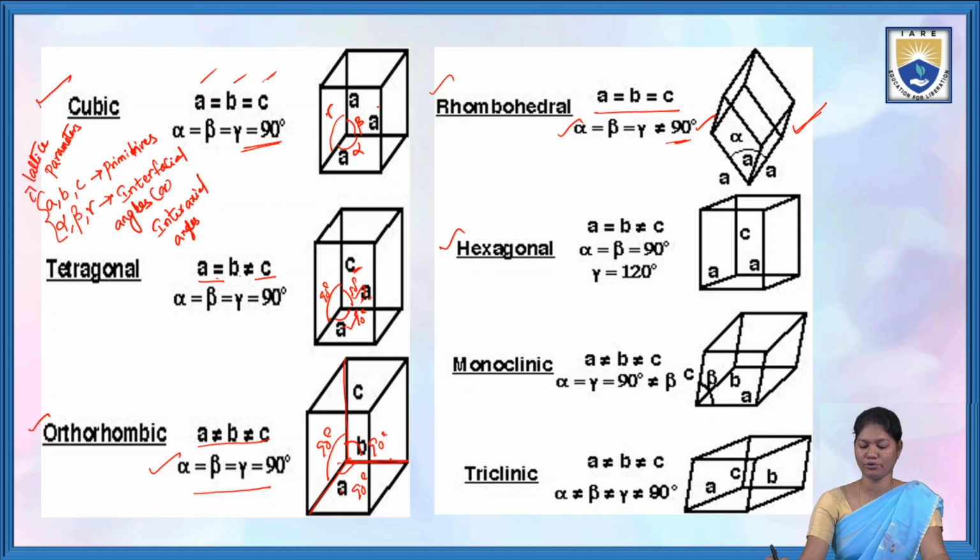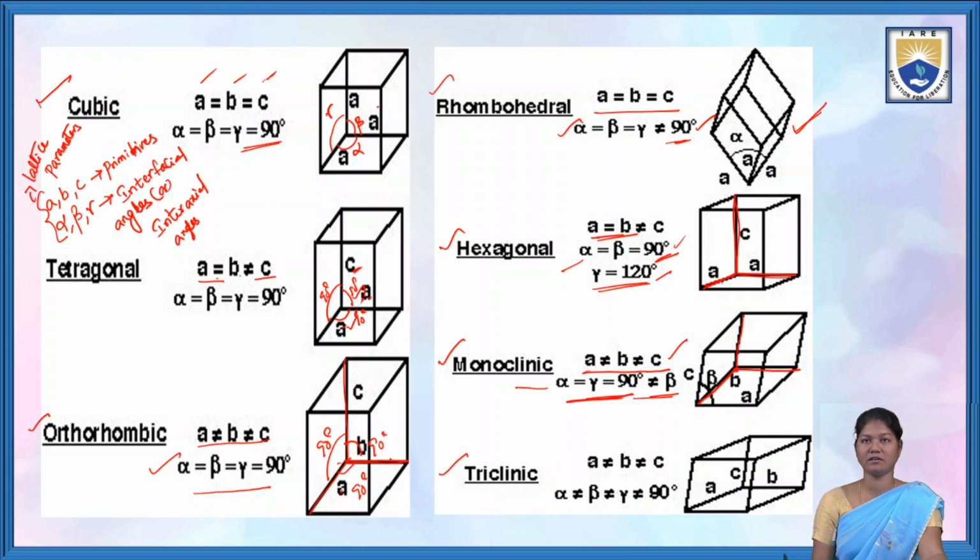Next, hexagonal. In this hexagonal, A and B are the same, but not equal to the length of C. The interfacial angles alpha and beta are 90 degrees and gamma is equal to 120 degrees. Next, monoclinic. In this monoclinic, all the dimensions are different. A is not equal to B, B is not equal to C. Interfacial angles alpha is equal to gamma is equal to 90 degrees, but it is not equal to beta.